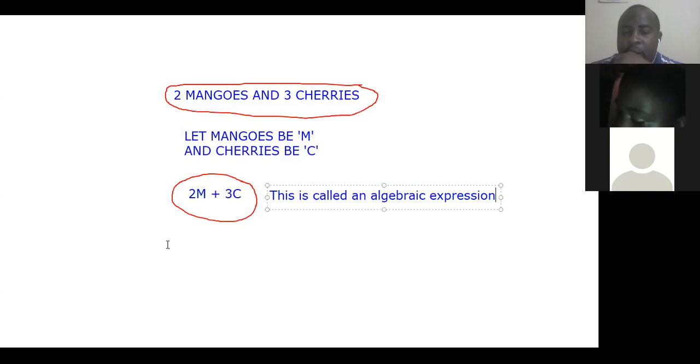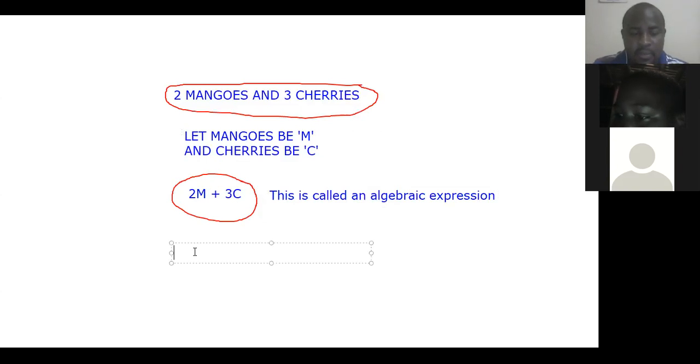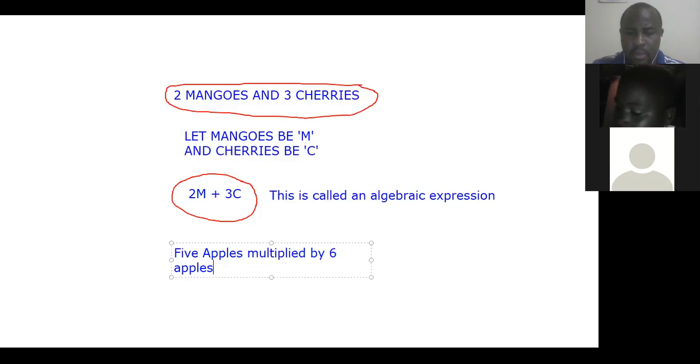All right, now here goes your next statement. Your next statement is 5 apples and 6 apples. Here's your statement, Dujan. I want you to represent this statement using an algebraic expression. Go ahead.